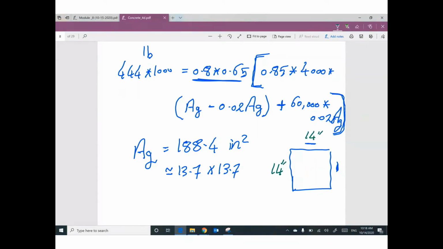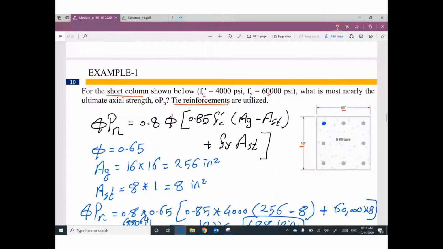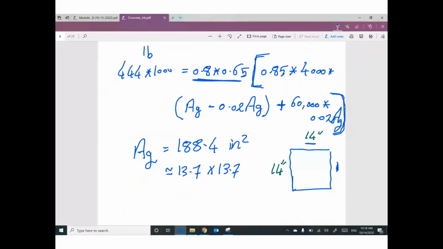Oliver, the question said, what are the typical dimensions of the column? I don't know, but I have a recommendation here based on ACI saying the minimum column dimension is about 8 to 10 inch. The minimum dimension used in design is 8 to 10 inch. If you use 8, that's fine. If you use 10, that's fine. Do you think 14 times 14 is below or over the limit? We are good.